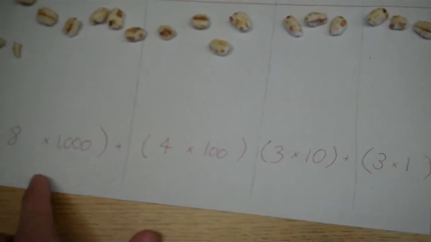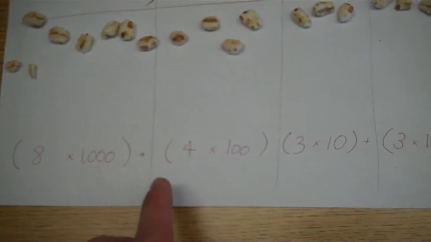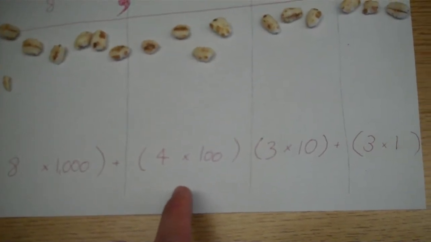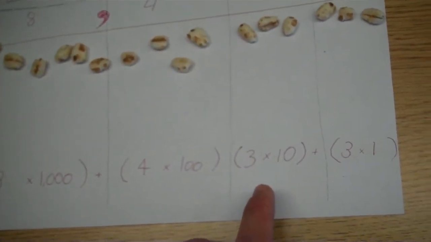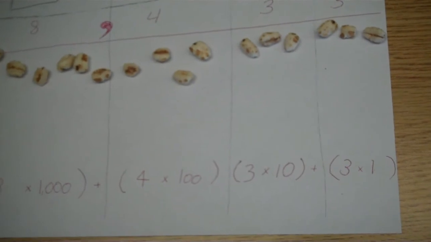The product of 8 times 1,000 is 8,000. The product of 4 times 100 is 400. The product of 3 times 10 is 30. The product of 3 times 1 is 3.